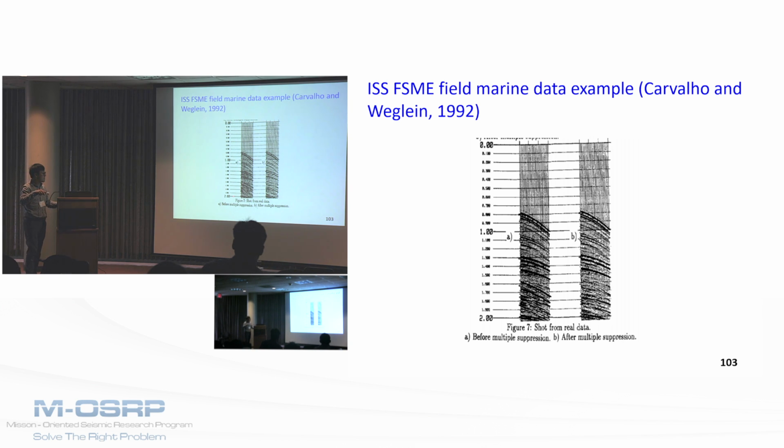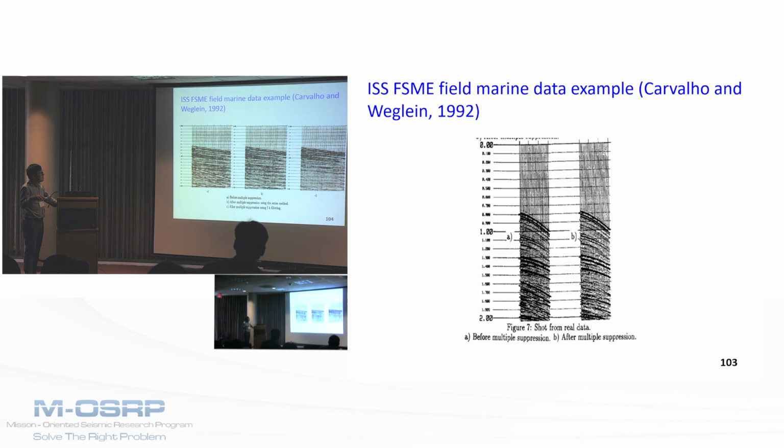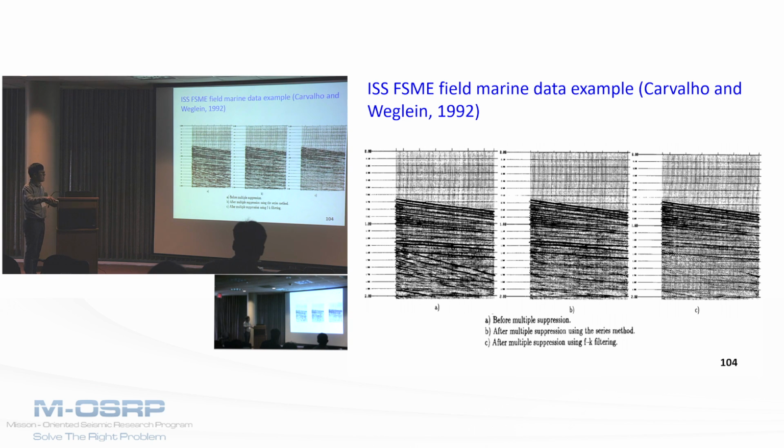And here, the figure on the left shows the results before multiple subtraction, a shot gather, and the figure on the right shows the multiple subtraction results using this ISS method. And then he also compared this ISS method with the FK filtering, where the figure on the left shows the result before the multiple subtraction. The figure in the middle shows after multiple subtraction using the ISS method. The figure on the right shows the results after multiple subtraction using the FK filtering.